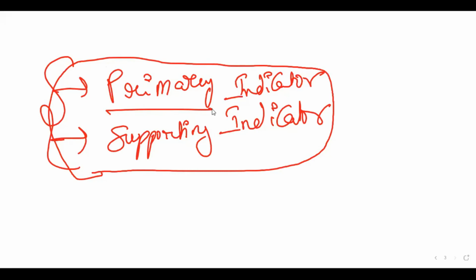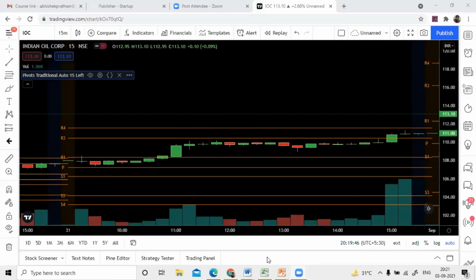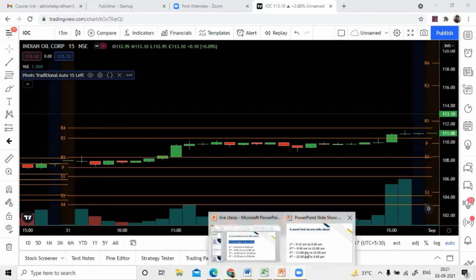It has to be done like horses for courses. You should have an idea why I am using a particular indicator.